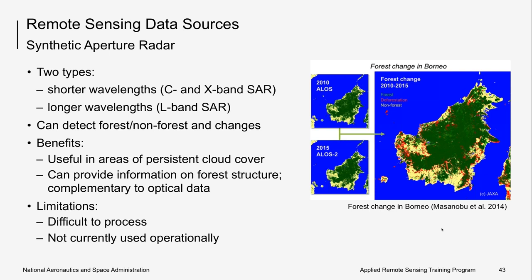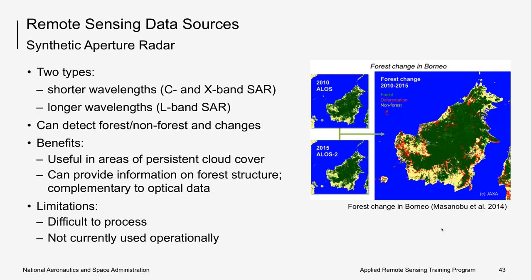The short wavelength, or X-band, interacts mainly with the top layer of the forest canopy, while the longer wavelength radar is able to penetrate deeper into the canopy to undergo multiple scattering between the canopy, the trunks, and the soil. The benefit of SAR is that it can penetrate clouds, which is really useful for tropical areas. It can also provide forest structure data, which can be used in conjunction with the optical data.